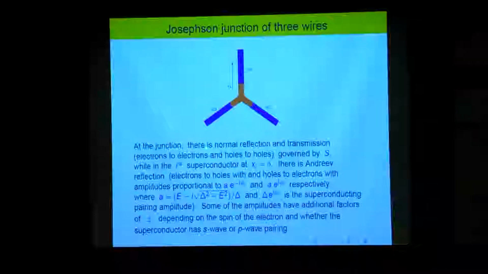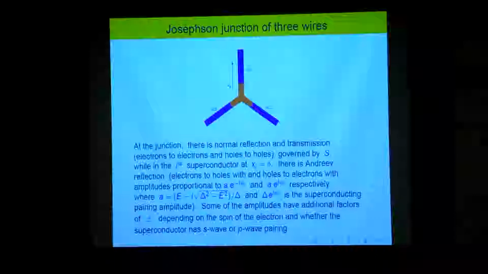Now, okay, so as I said, the orange portion here is governed by a normal S matrix. So it has to be unitary. It's going to be a 3 by 3 unitary matrix. Whereas at the end of the superconducting wire, you have Andreev reflection. Electrons get reflected to holes and holes to electrons. And that reflection amplitude is proportional to this quantity.